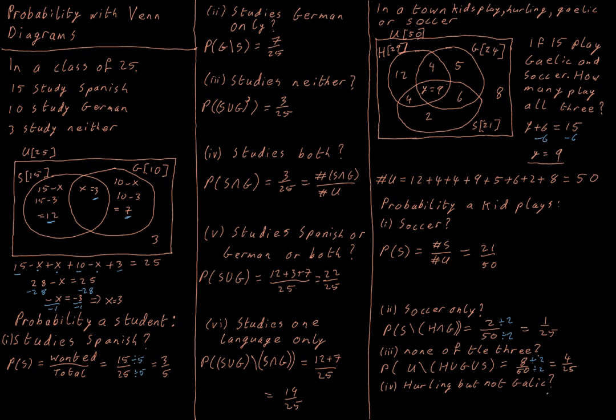And hurling, but not Gaelic. So hurling, but not Gaelic. Well, we have to be careful here. That's in the hurling circle, but not in the Gaelic circle. So both these 12 people and these 4 people. We don't mind whether they play soccer or not. So long as they play hurling, but don't play Gaelic, and that's going to be 16 out of 50, which is 8 out of 25. And that's what we need for now.